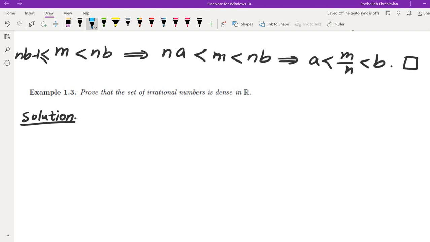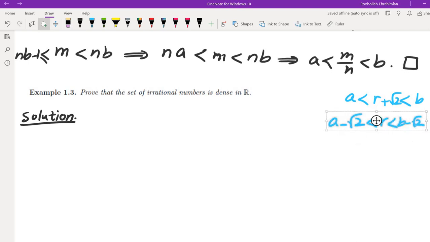So the sketch of proof would be this. We take some a and some b, and we are going to make sure that some rational plus root 2 is in between them. We can do that because of the fact that the set of rationals is dense. So because the set of rationals is dense, we can choose some rational between a minus root 2 and b minus root 2. So here's now how we're going to write down the solution.